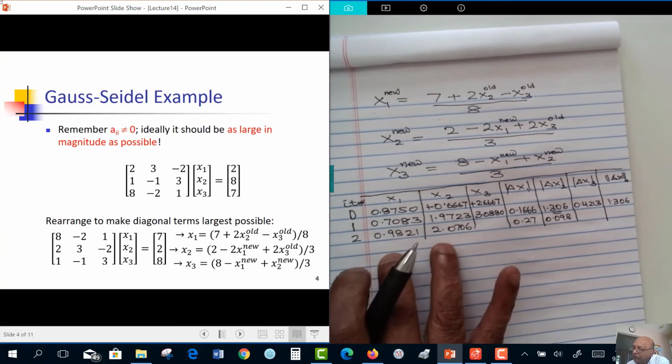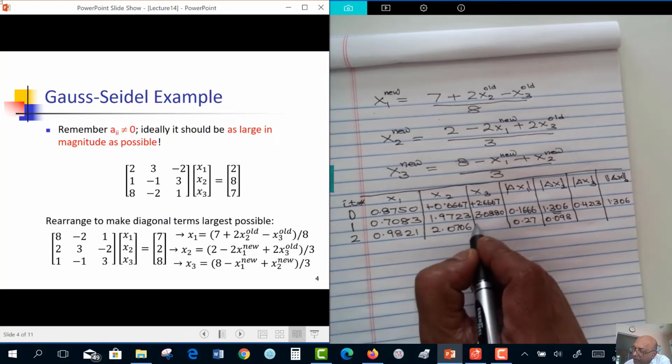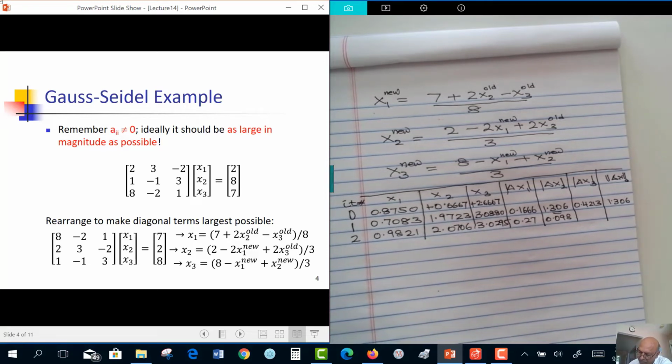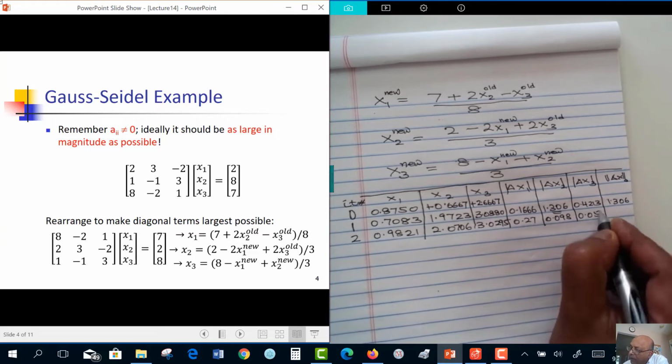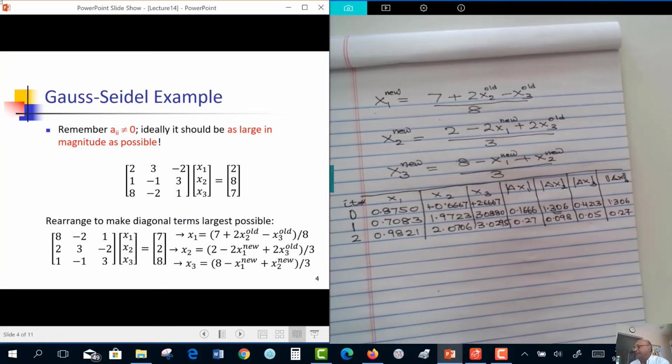Okay, now we have new values for both x1 and x2. So we put them in this third equation, 8 minus x1 plus x2, and get 2.006. Now our largest delta x is 0.27. So we have 0 correct decimal digits. And on we can go.